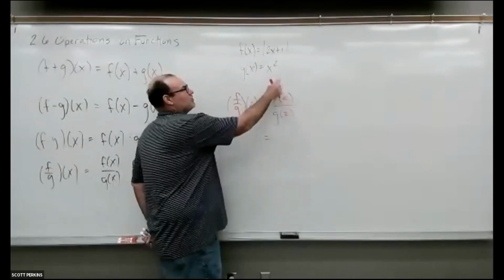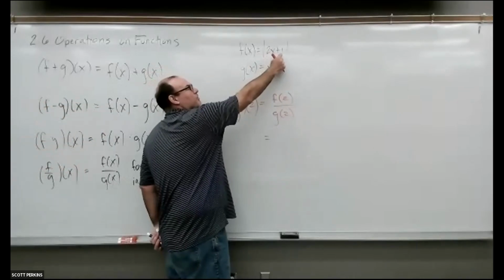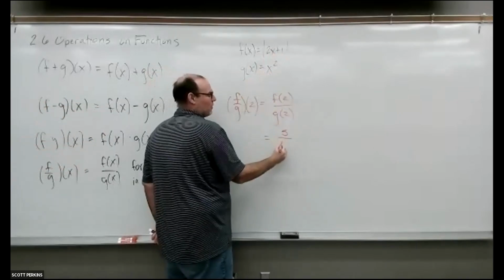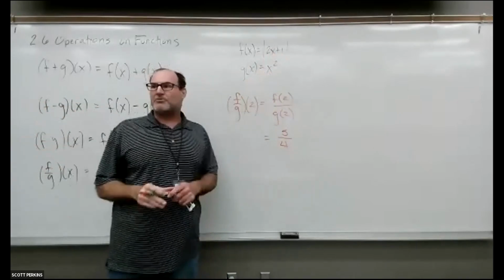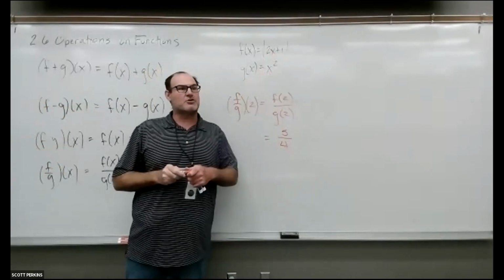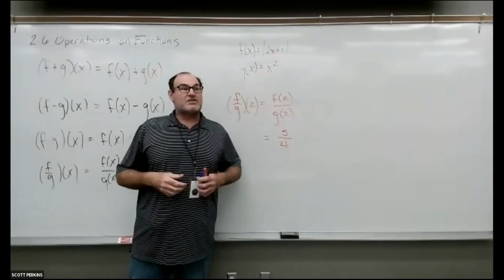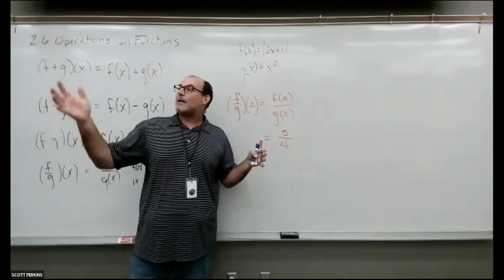Okay, so f of 2, 2 times 2 is 4, 4 plus 1 is 5, absolute value of 5 is 5, 2 squared is 4, and there you go. That's my output, 5/4, or if you feel like extra work, 1.25. All right, so that is the 4 basic operations.